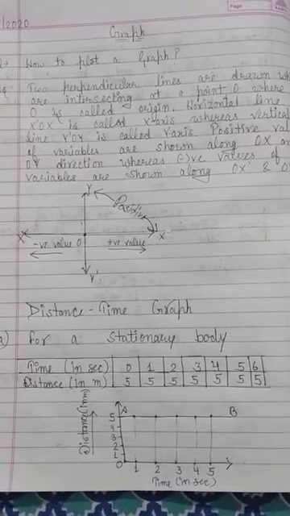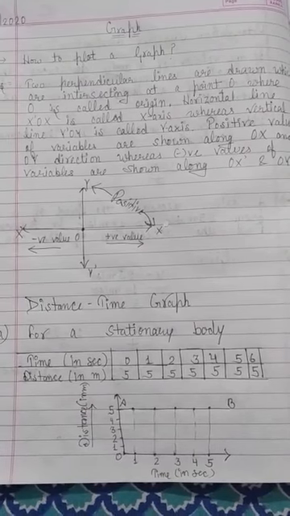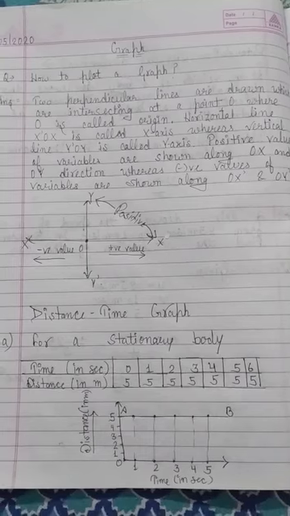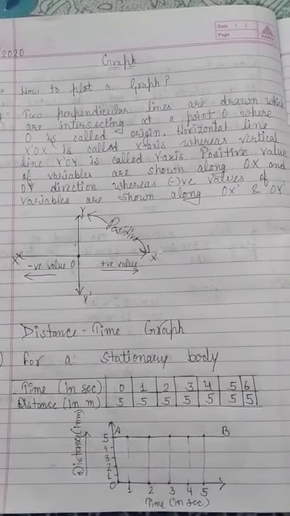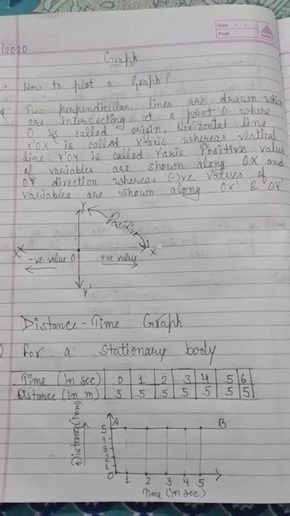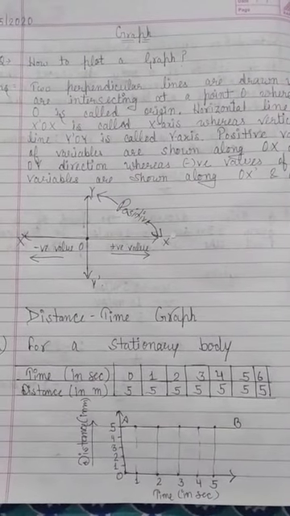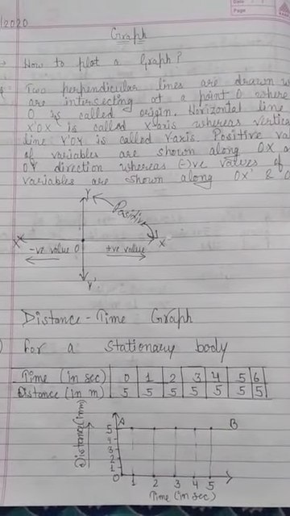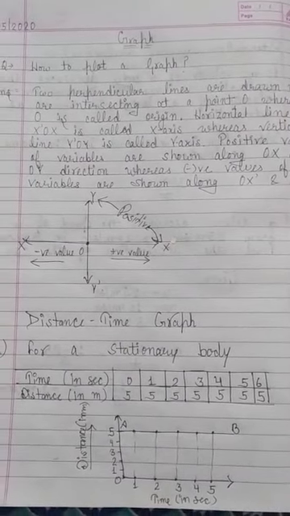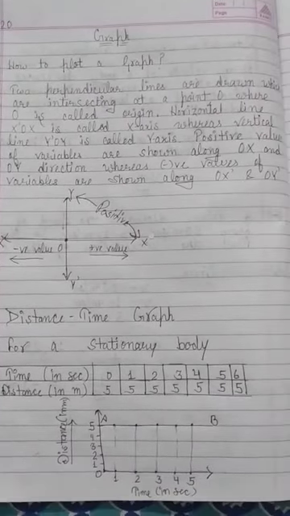Let us consider that when the time is 0, that means the process has not started yet, the distance is 5 meter. After 1 second, the distance is 5 meter. After 2 seconds, again the distance is 5 meter. After 3, 4, 5, 6, the distance is 5 meter. This shows that the distance of the body is not changing with the time. So what does it mean? It means that the body is not moving, that the body is stationary.